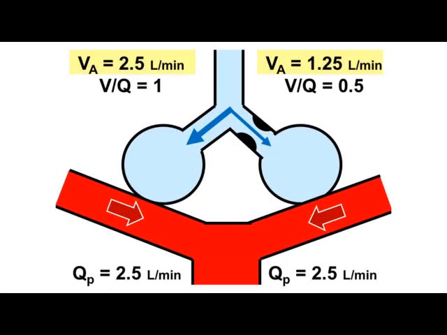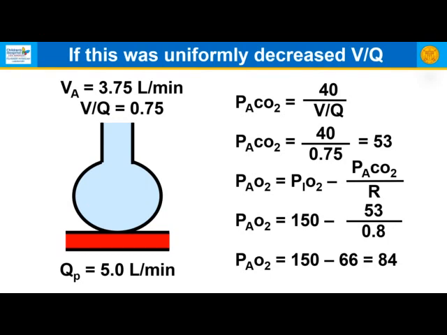So here we have half the ventilation in one lung as the other. If this were a uniformly decreased process, we'd have a total of 3.75 liters per minute ventilation, 2.5 on one side and 1.25 on the other, and a total of 5, which would give us a VQ ratio of 0.75. If we did the calculations, that would give us a PCO2 of 53 and an alveolar PO2 by the alveolar air equation of 84.